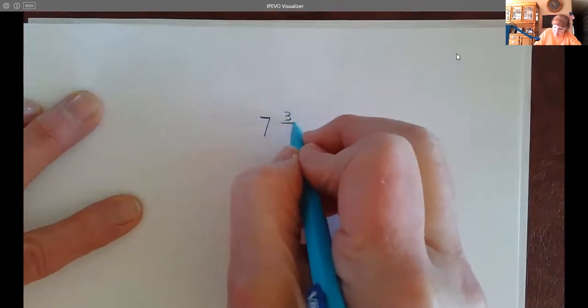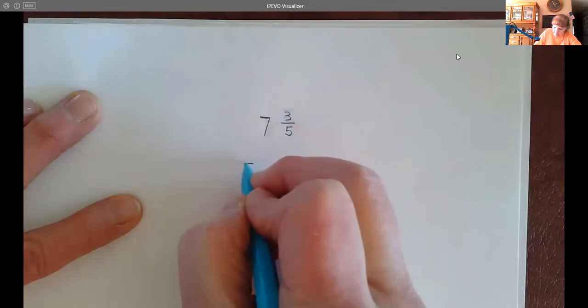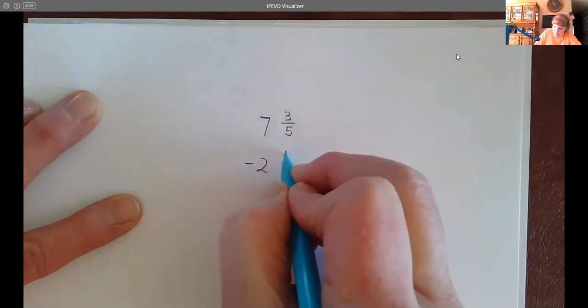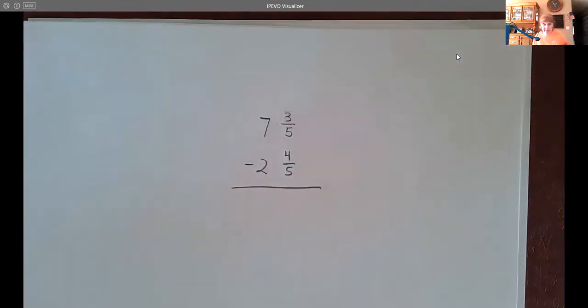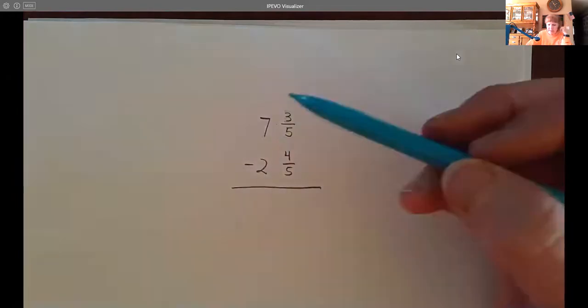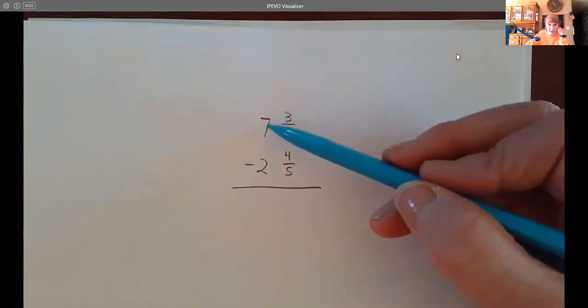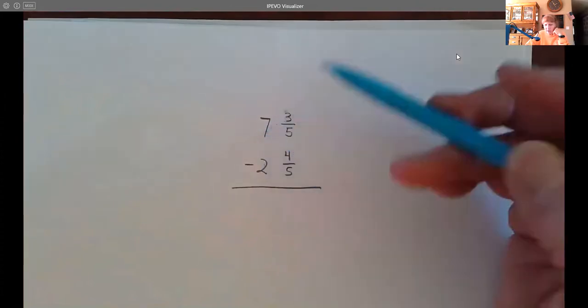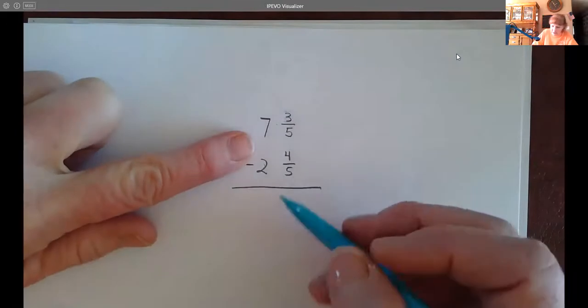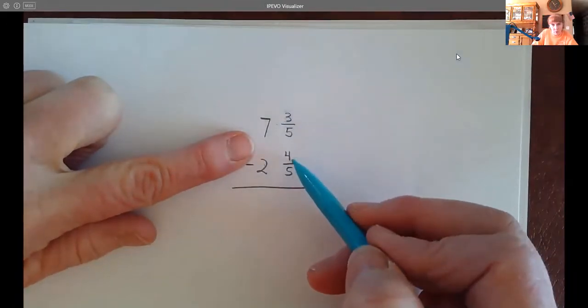7 3/5 minus 2 4/5. Okay, if I were to subtract these, they have the same denominator, which is nice. We don't have to mess with that. The 7 is larger, so it's here on the top, okay, which is good. It's larger than 2. So here we need to borrow because you can't take 3 minus 4.